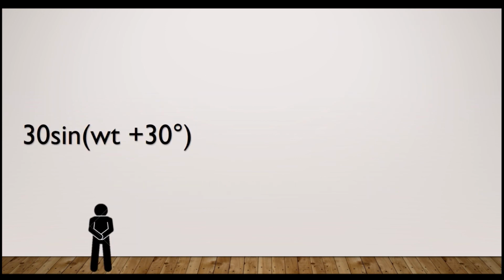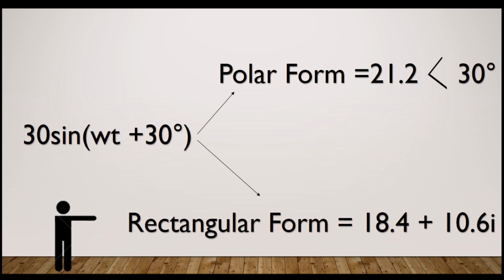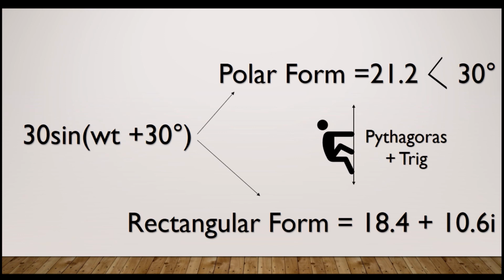So what we've gathered here today is from our general form, our 30 sin(ωt + 30), the polar form is 21.2 at 30 degrees and the rectangular form is 18.4 plus 10.6i, because it's in the positive region. You can convert between the two using Pythagoras and trig.